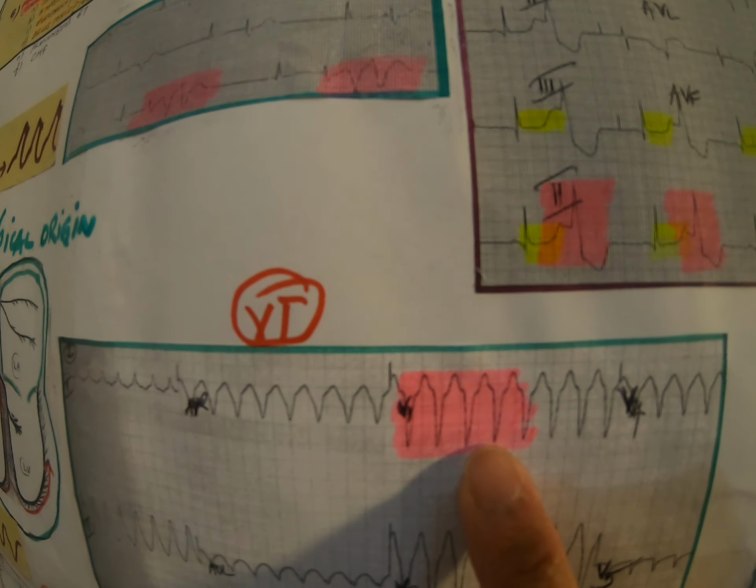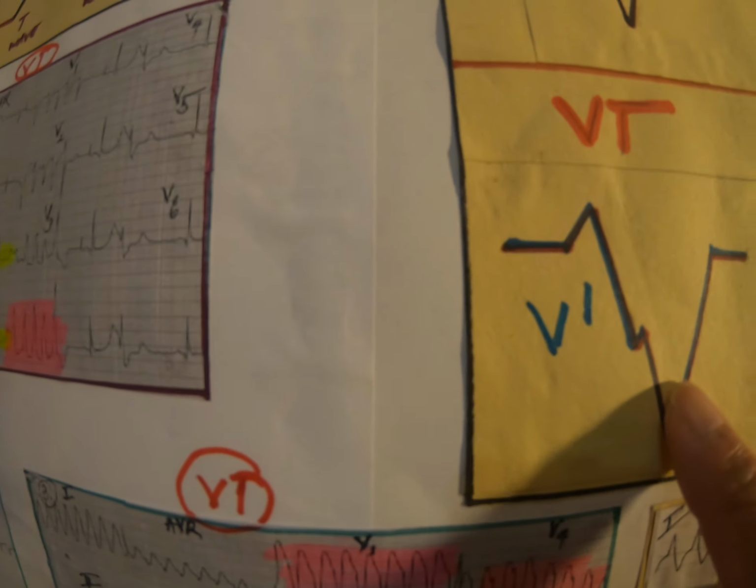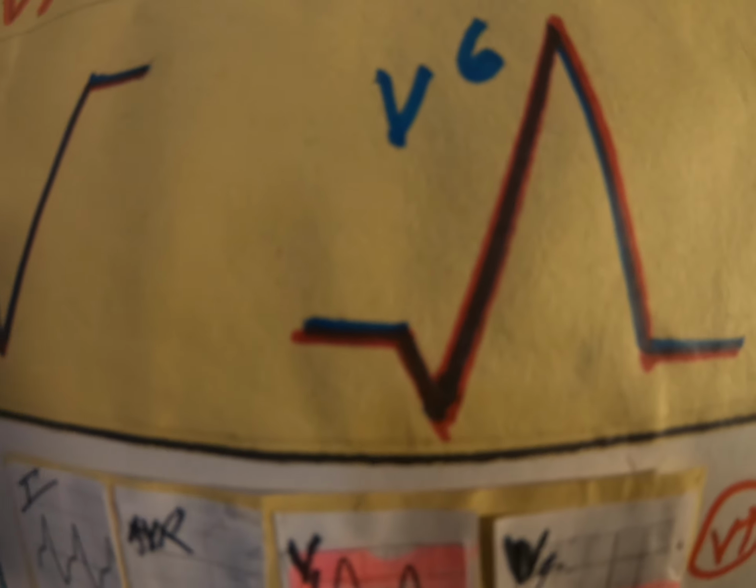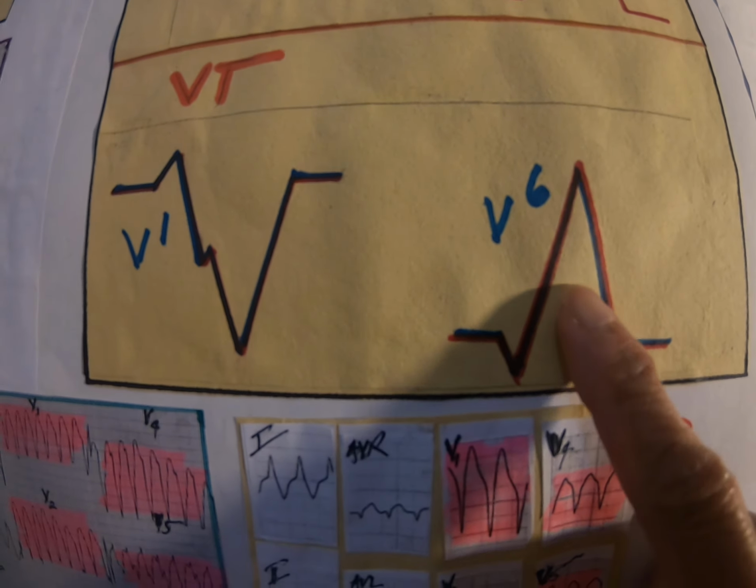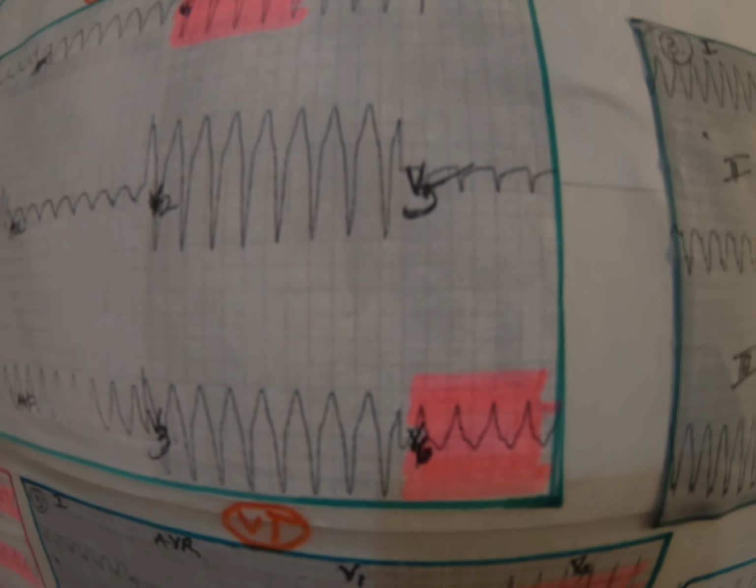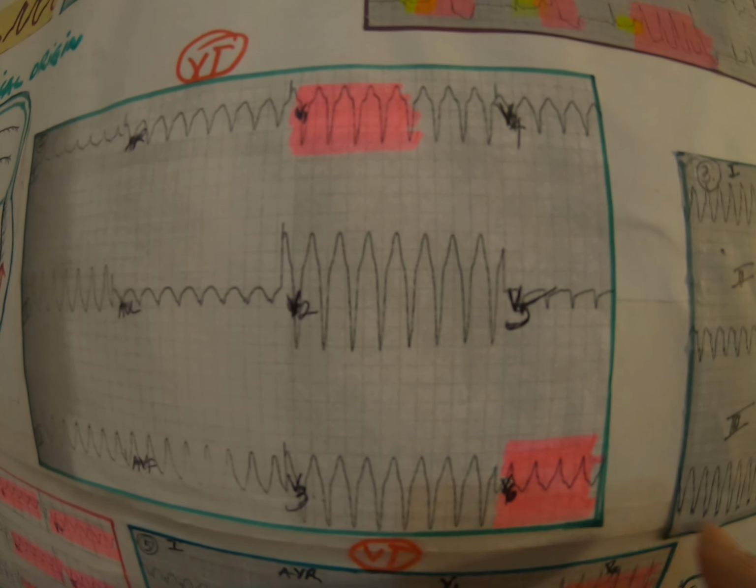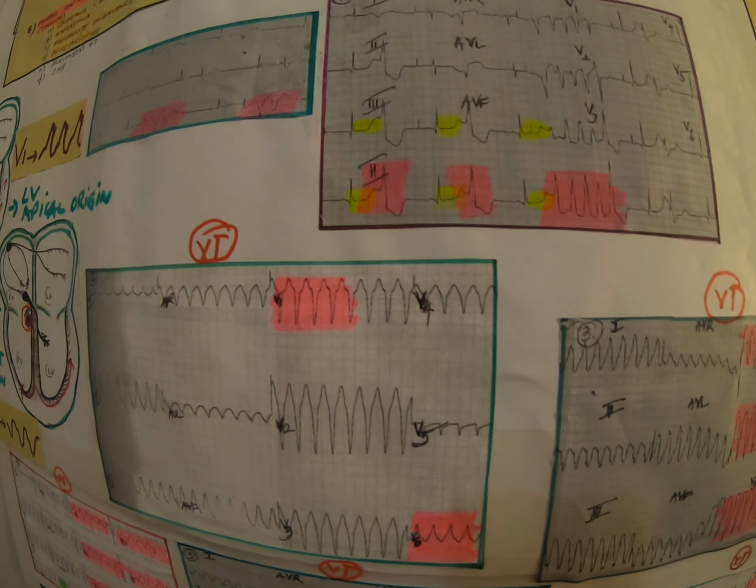So, okay, yes, we do. In V1 here, you get a downward deflection. That is a downward deflection. Look at V6. V6 here for VTAC is this, upward. So we have a VTAC. Okay, so that's for concordance.